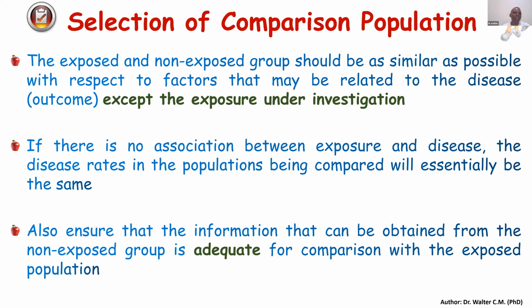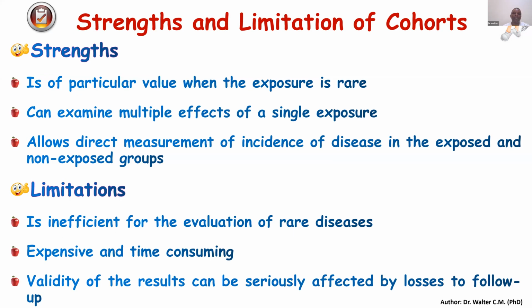So the strength is that you can evaluate when the exposure is rare, and also multiple effects of a single exposure can be assessed in this cohort study. It also allows you to establish incidence rather than prevalence. Because following them, I recruit fresh those who are not affected by the problem, and then I start following them. If at 1 month one developed the problem, this is an incident, not a prevalence. So by cohort, you can establish incidence.